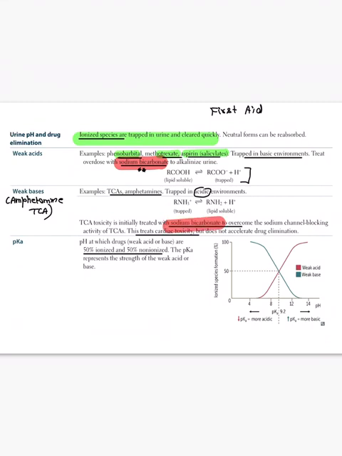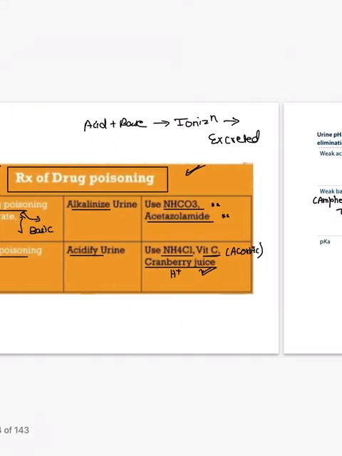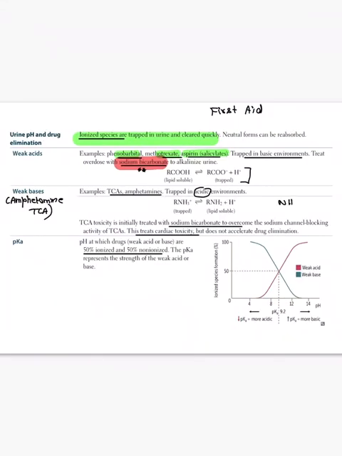Okay, they are weak bases, so you need to go to the acidic environment. This is important. So this was about your amphetamine and TCA. You can use ammonium chloride, NH4Cl. You can use vitamin C. You can use cranberry juice.